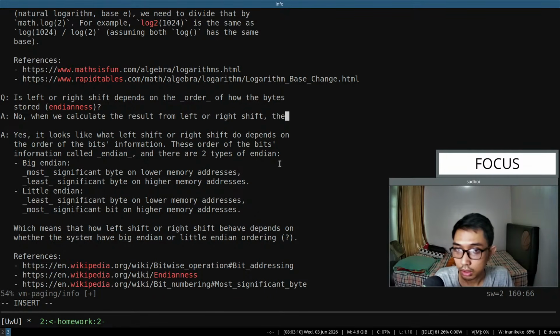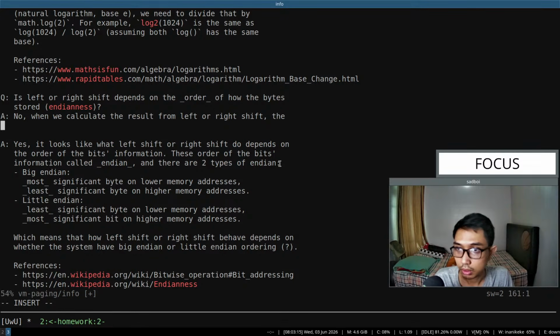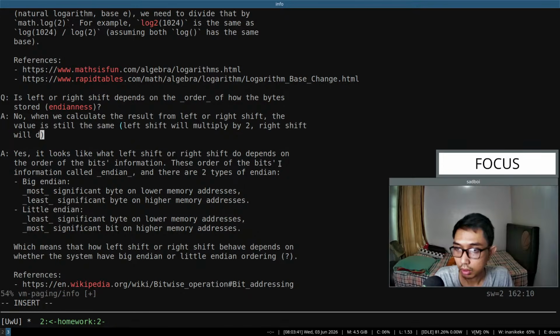When we calculate the result from left or right shift, what is it called? The value is still the same. Left shift will multiply by 2. Right shift will divide by 2.